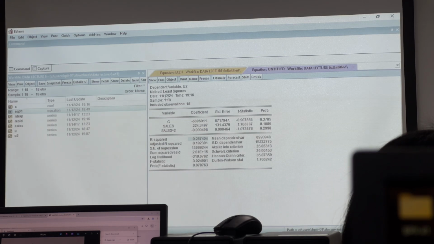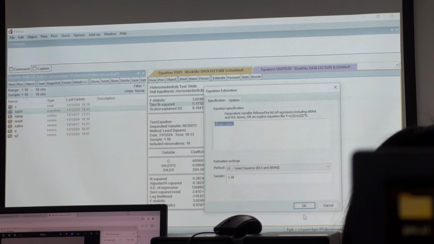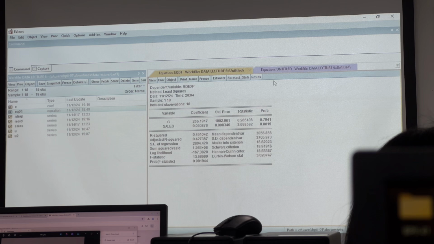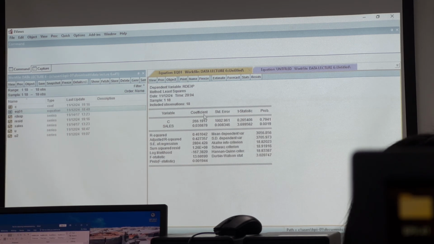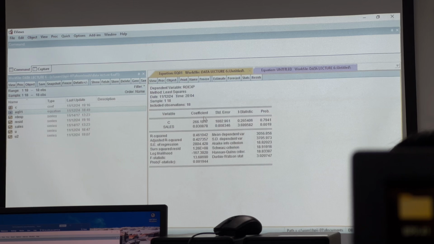So this model, this is equation 1, the original one. But this model has a problem based on the first two tests, Breusch-Pagan and Breusch-Pagan-Godfrey. I remember, I think White also has a problem. For the others, there's only the first two. The first two suggest there is a problem of heteroscedasticity.